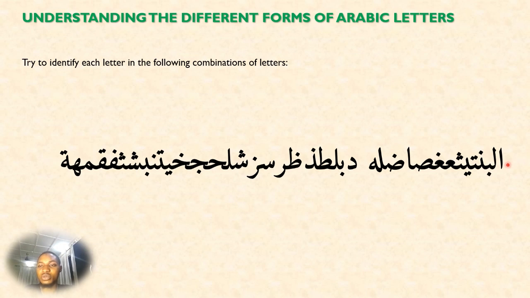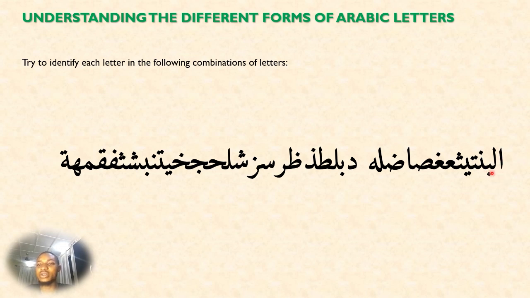So let's start with the first one. Remember, we're reading from right to left here. So the first one here, this is Alif. Okay, Alif. And I'll also implore you, you can pause the video right now and try it. So you can attempt identifying them, and then you resume the video to check if you've actually done the right thing. So the first one here is Alif.